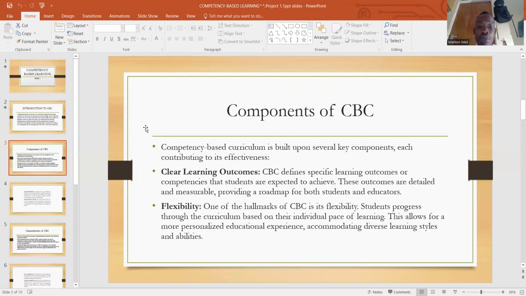The second one is flexibility. One of the hallmarks of CBC is its flexibility. Students progress through the curricula based on their individual pace of learning. This allows for a more personalized education experience, accommodating diverse learning styles and abilities.